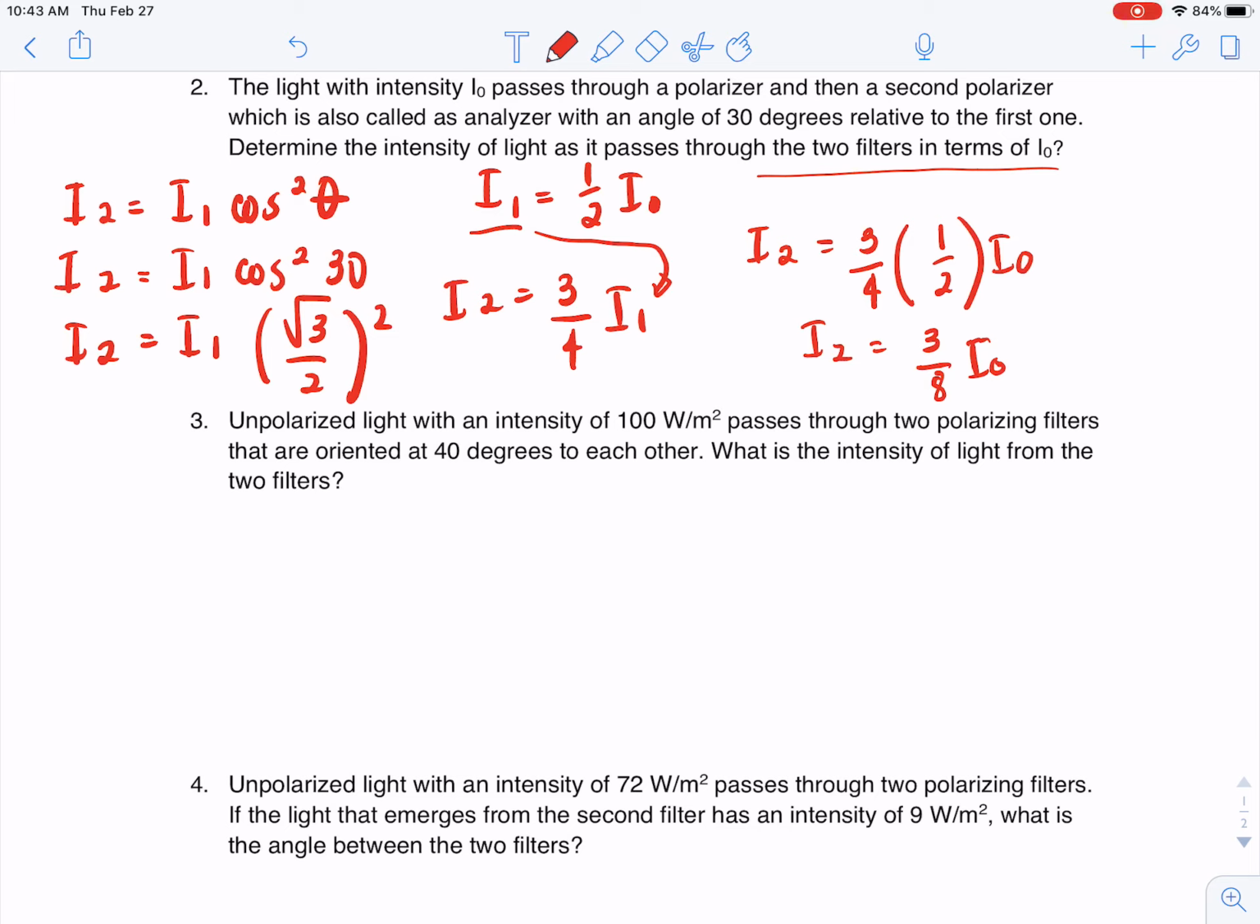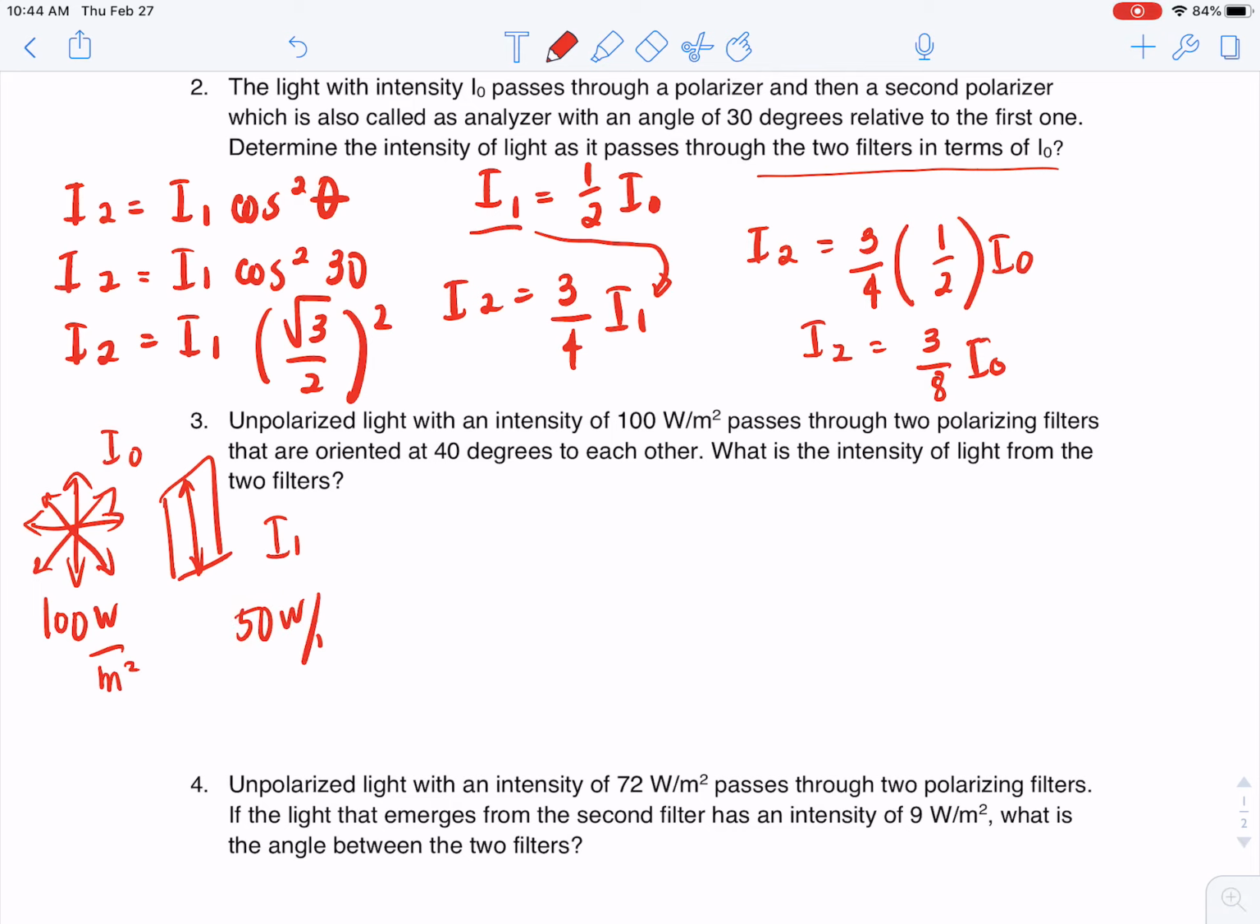Unpolarized light with an intensity of 100 watt per square meter passes through two polarizing filters that are oriented at 40 degrees to each other. What is the intensity of light from the two filters? In this case, there is already a given number. In the first one, we have unpolarized light with an intensity of 100 watt per square meter. After passing through the first polarizer, this I1 will be equal to 50 watt per square meter.